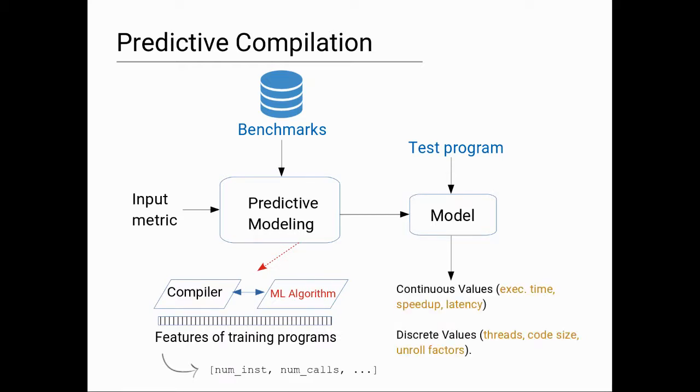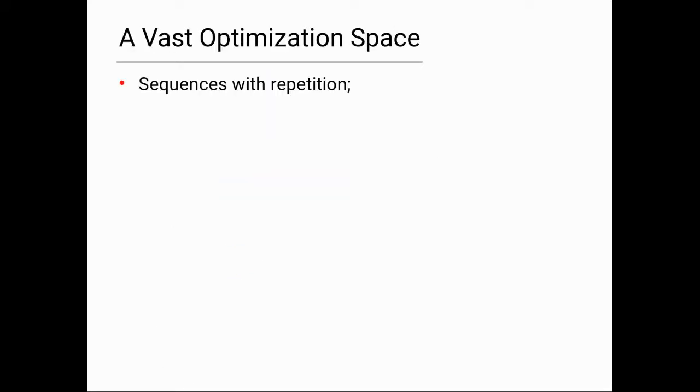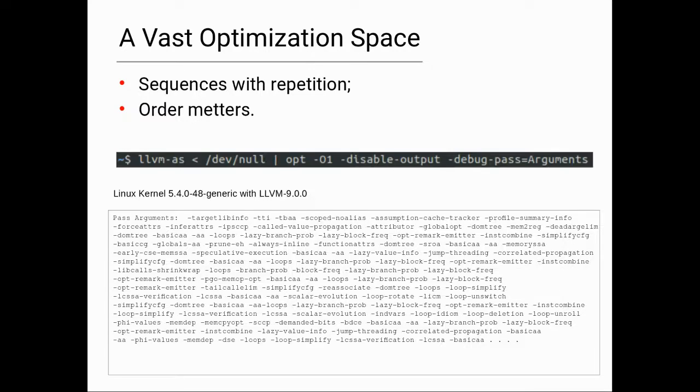The target of the predictive compilation can be a continuous or discrete value, such as execution time or number of instructions. One of the main obstacles to the adoption of predictive compilation is the size of the search space. A sequence of optimizations or transformations can allow repetition, and the relative order of application matters. Two sequences with the same optimizations can produce different results according to the order of their elements.